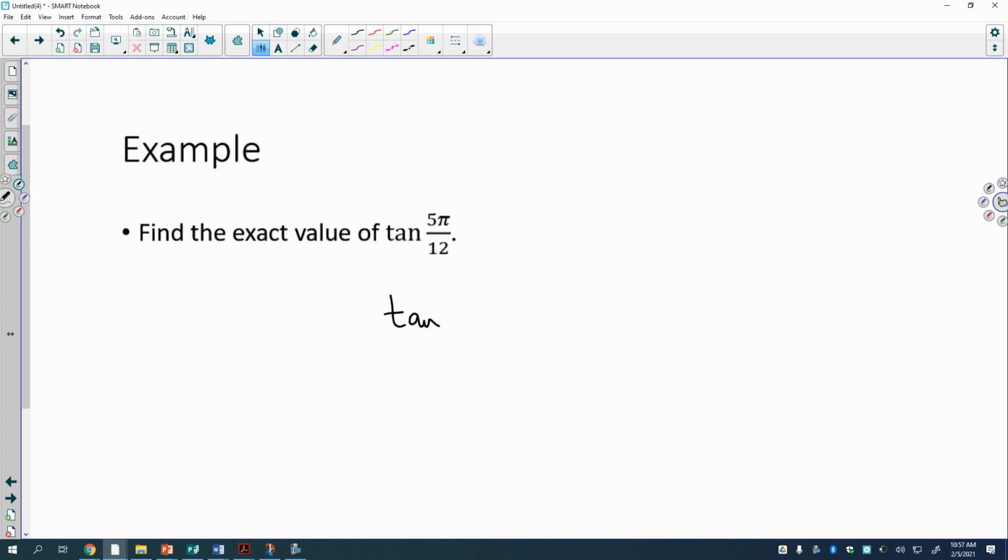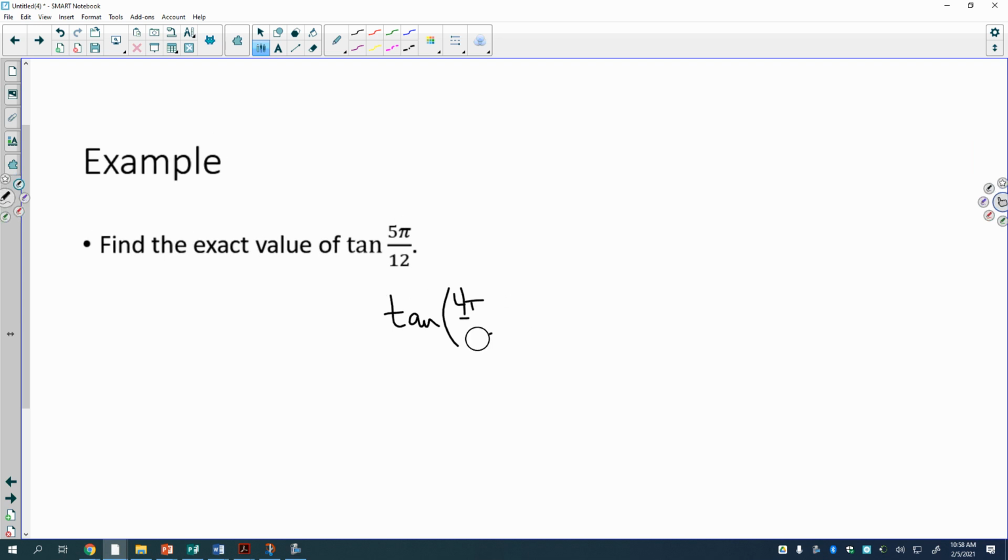It's a little bit trickier because sometimes we just have to think about it in some different ways. We could try 4 pi over 12 and 1 pi over 12, and that would be okay. The 4 pi over 12, that would reduce to pi over 3, which works really well. But then I still have that pi over 12, and that doesn't work so well because I don't know what the tangent of pi over 12 is. So I'm not going to use those values.